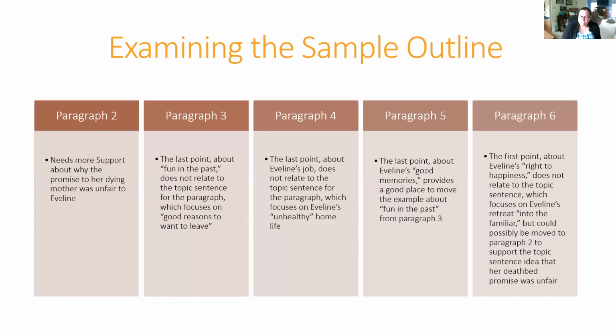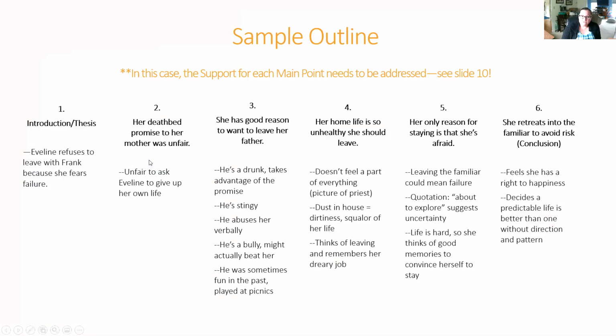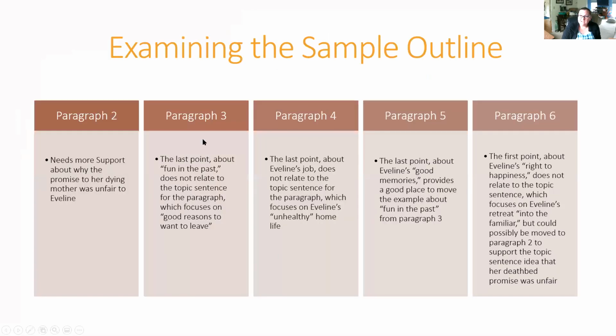So our thesis statement was good. Our first body paragraph, remember, was about her deathbed promise to her mother was unfair. And we had one supporting detail for that main point, that it was unfair to ask Eveline to give up her own life. So what does our analysis tell us? Well, that main point needs more support about why the promise to her dying mother was unfair to Eveline. If this is one of our main points as to why she should have left, we have to explain why it was unfair. It needs more support. So we've got to figure out how to add to that paragraph or that main point.